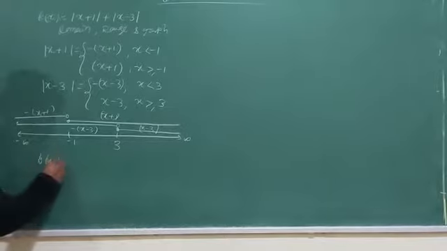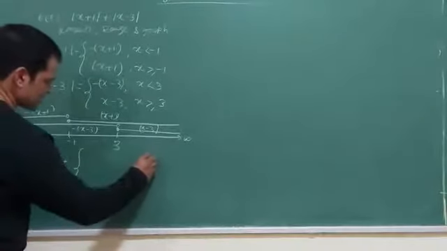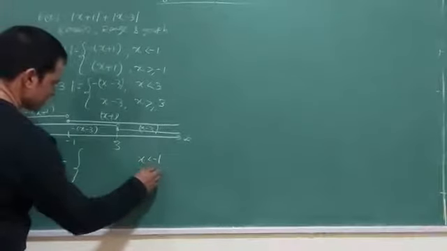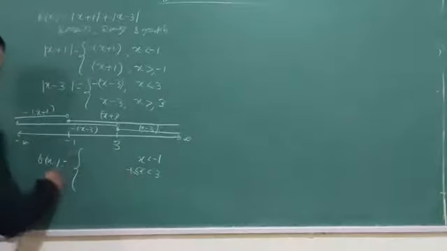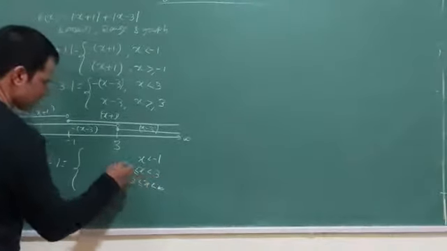f(x) is equal to, the number line I divide into 3 parts here. The first part, x is less than minus 1. Second one, x is greater than or equal to minus 1 and less than 3. Third one, x is greater than or equal to 3 and less than infinity.